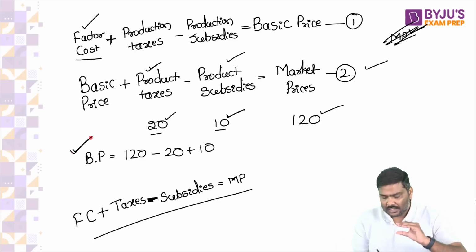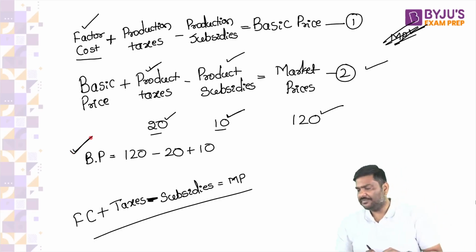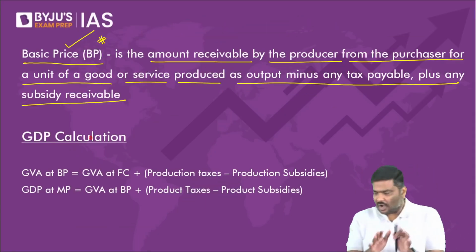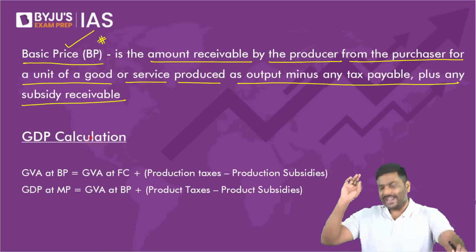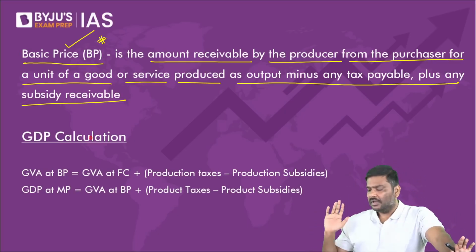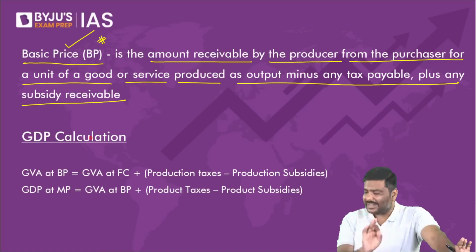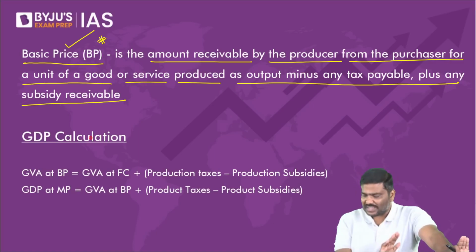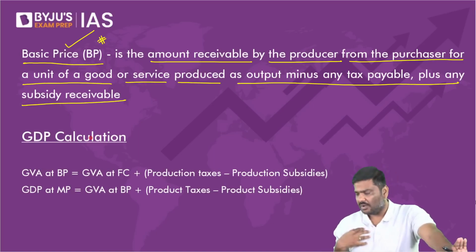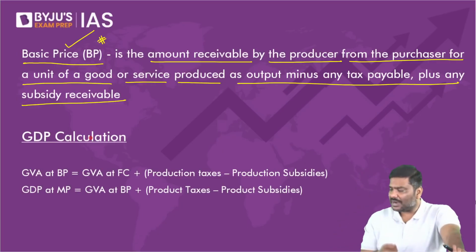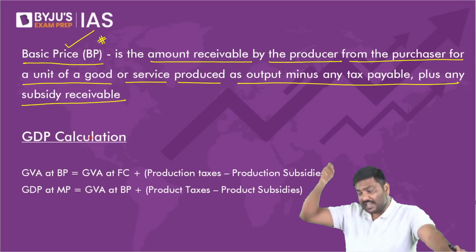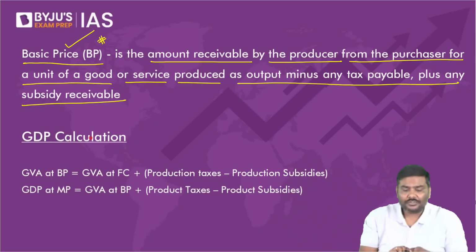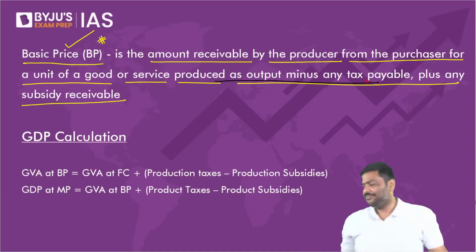Observe the formula. Having observed the formula, now read the definition of basic price. Is it okay? Does anybody have a problem with the definition of basic price? The basic price is the minimum price that is receivable by the manufacturer when they sell the product in the market, after adjusting for the taxes as well as subsidies. Any problem?